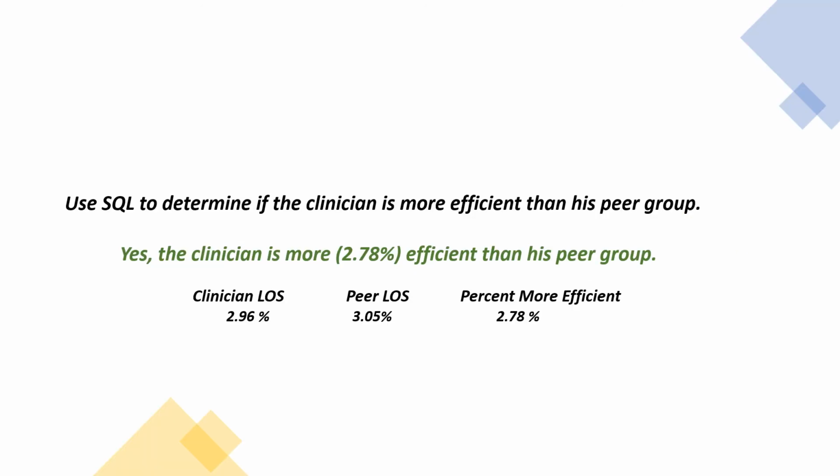So to answer the question that was asked, use SQL to determine if the clinician is more efficient than his peer group. We would say yes, the clinician is about 2.78% more efficient than his peer group.